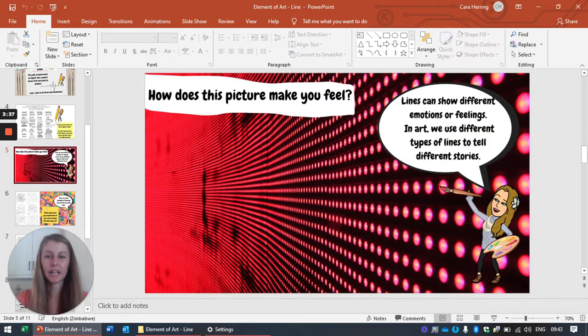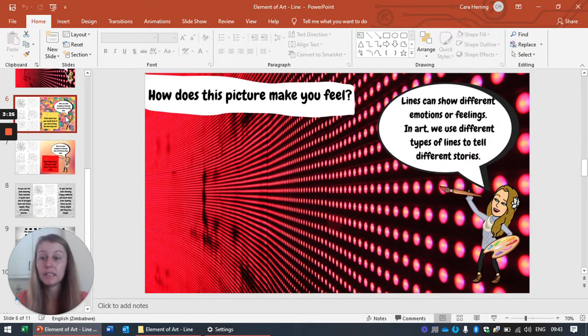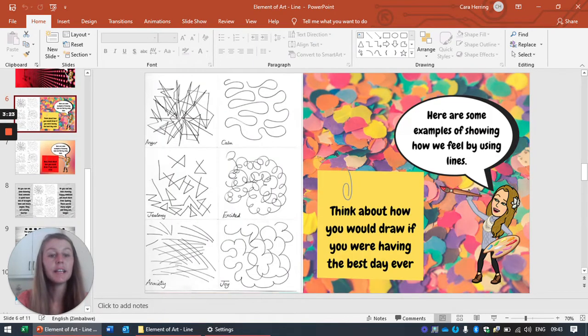Now look at this picture. How does it make you feel? Lines can show different emotions or feelings. In art, we use different types of lines to tell different stories. So let's see what I was meaning by that. Here are some examples of showing how we feel by using lines.